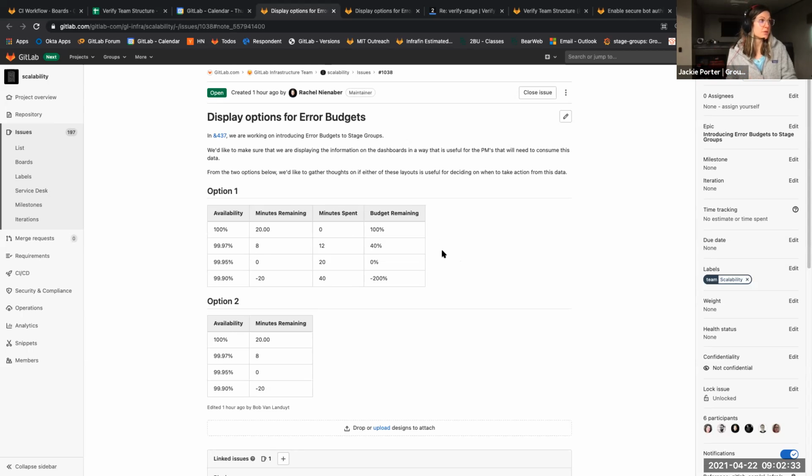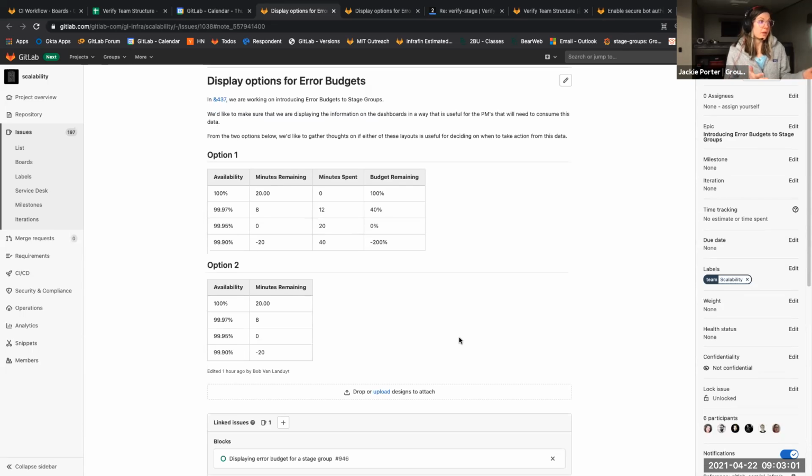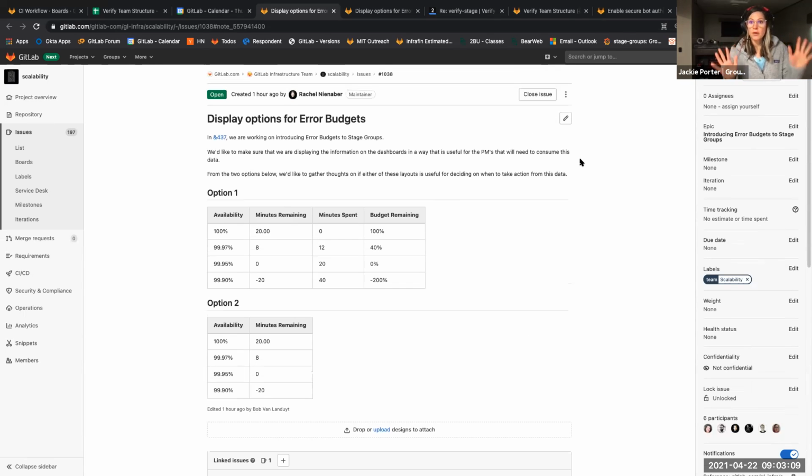But the first option has a column for availability, the percentage, and a column for minutes remaining, which is the 20 minutes I mentioned before, and then the minutes of downtime that you've experienced in your stage, which is the minutes spent. And then you have the budget remaining as a percentage. Or there's a second option, which shows availability as the percentage and the minutes remaining. Tell me where your head's at, which one you'd prefer.